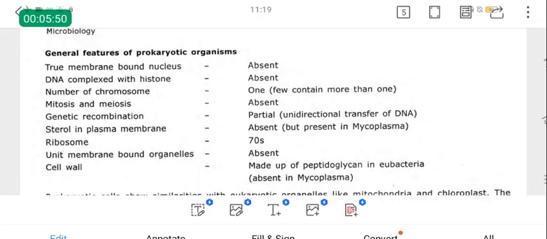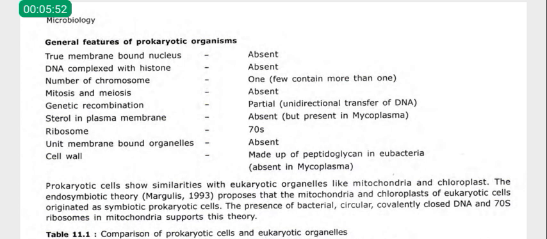General features of prokaryotic organisms: true membrane-bound nucleus absent, DNA complex with histone absent, number of chromosomes 1, few contain more than 1, mitosis and meiosis absent, genetic recombination partial, unidirectional transfer of DNA. Then sterol in plasma membrane absent but present in mycoplasma. Ribosome 70S. Unit membrane-bound organelles absent. Cell wall made up of peptidoglycan in eubacteria, absent in mycoplasma.